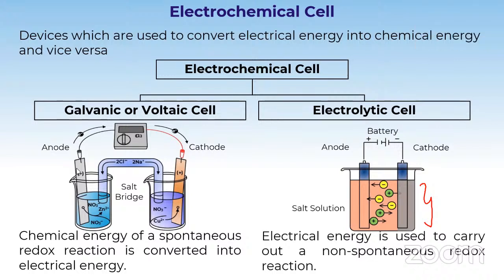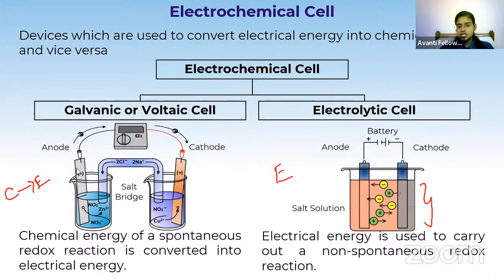Electrical energy is used to carry out a non-spontaneous redox reaction. Here chemical energy is getting converted to electrical energy, and here electrical energy is used to carry out the reaction. It is a non-spontaneous redox reaction. So I cannot say that electrical energy is getting converted to chemical energy; it is electrical energy that is used to carry out the reaction here. And here it is spontaneous and non-spontaneous.